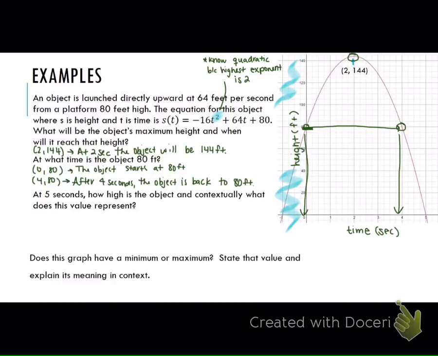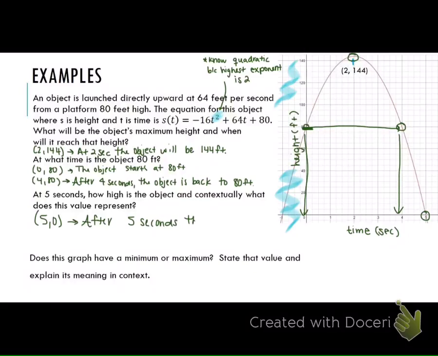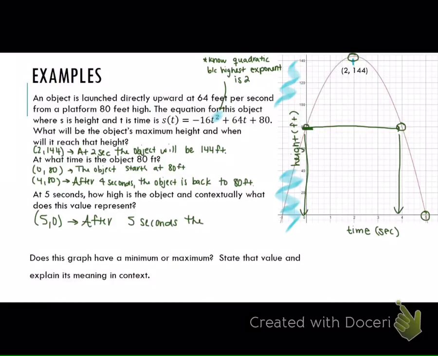Okay, so there's 2 answers there, and you have to be able to interpret what they mean. It says at 5 seconds, how high is the object, and contextually, what does this value mean? Riley: It's at 0, and that means that it's at ground level. Right. So after 5 seconds, the object has hit the ground. How do you know it's there at 5 seconds? So it says at 5 seconds.